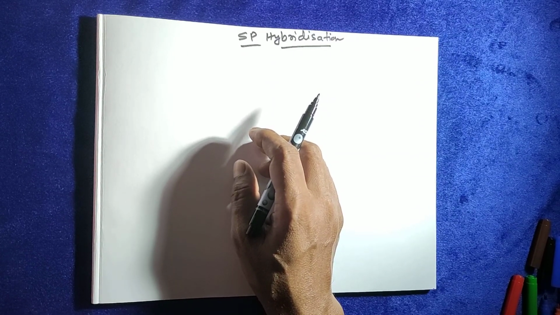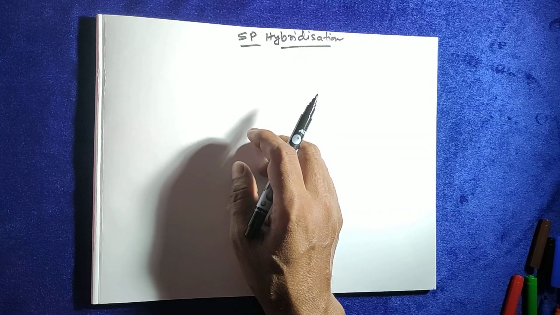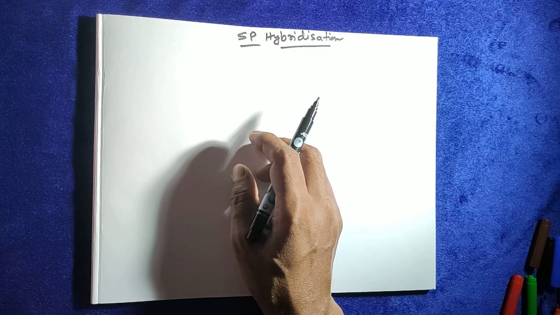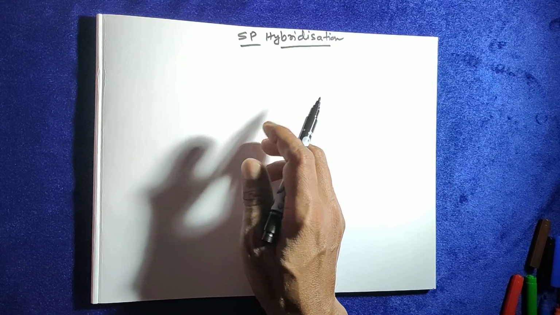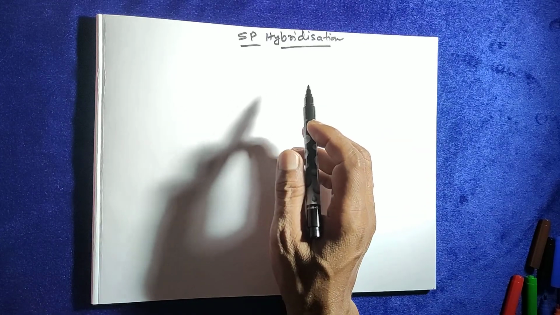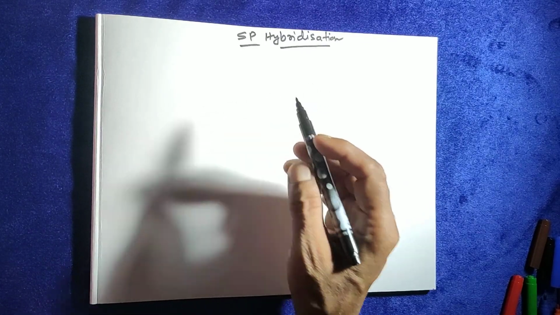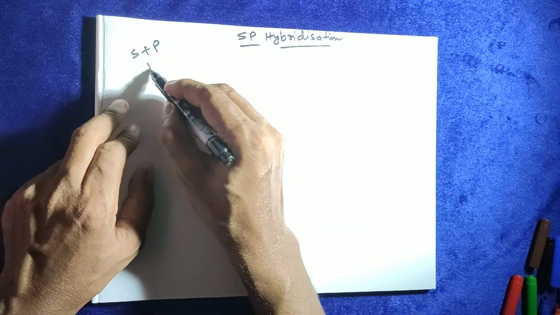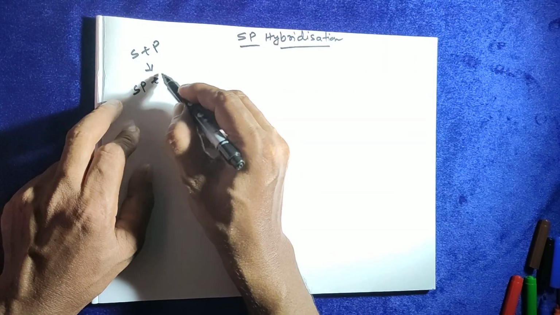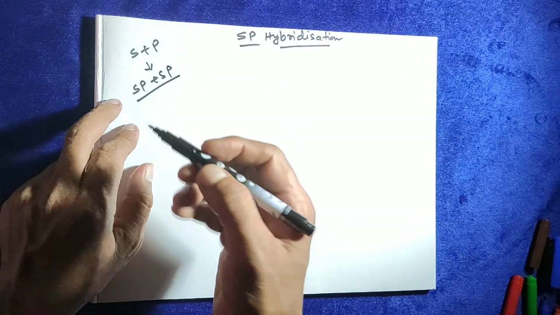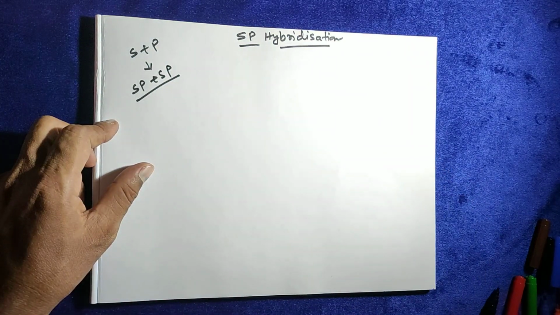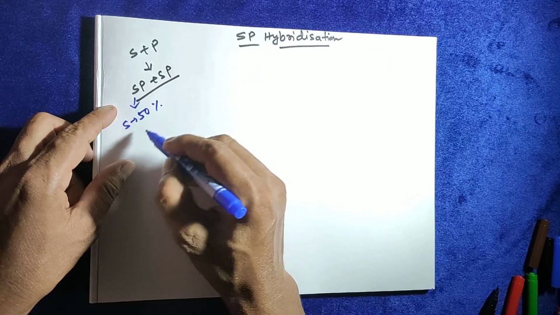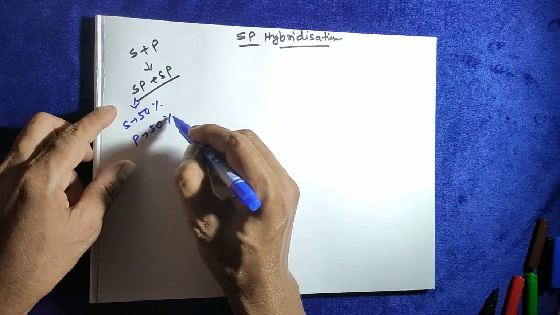In my previous classes I discussed sp3 hybridization and sp2 hybridization, and today I am going to discuss sp hybridization. Sp hybridization is observed when one s and one p orbital in the valence shell of an atom mix to form two new equivalent orbitals. So one s and one p participate and form two sp hybrid orbitals. In this case, the percentage of s character is 50% and p character is also 50%.